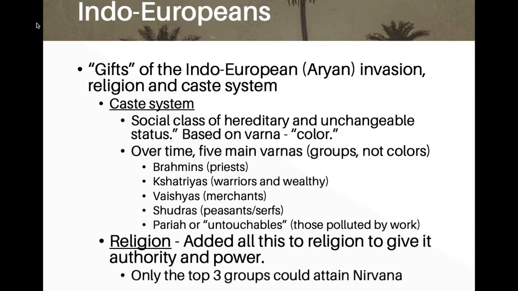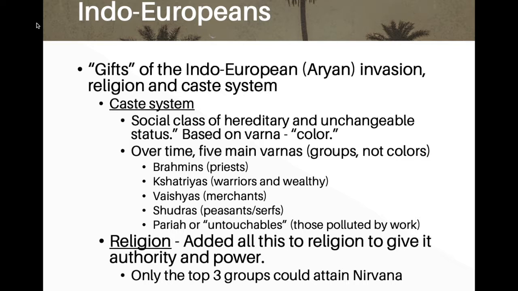Another interesting point in their religion is that only the top 3 groups could attain nirvana, which was like their heaven. So if you were a pariah or a Shudra, you were out of luck. Only the top 3 could attain nirvana during this time. The pariah, the last group, the untouchables, had no chance of attaining nirvana.